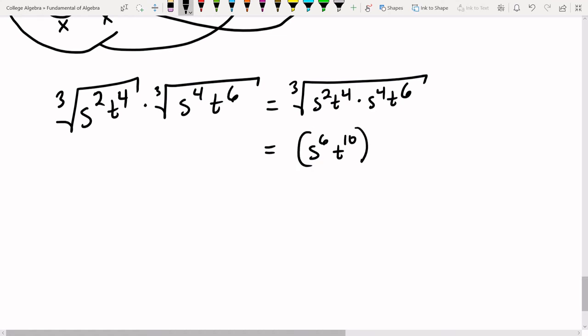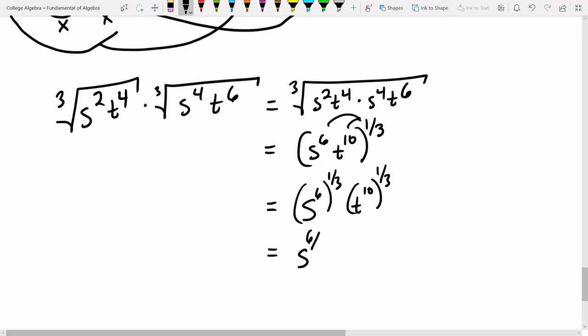I'm going to write this as a 1/3 power here. Now I can distribute this 1/3 to both of these and say we have s to the 6th, t to the 10th, to the 1/3. And here we have a power to a power, so we're going to multiply the powers. 6 over 3 and t to the 10 over 3. And now you see 6 over 3 is just 2. And 10 over 3, that can be reduced in whichever way you want to.